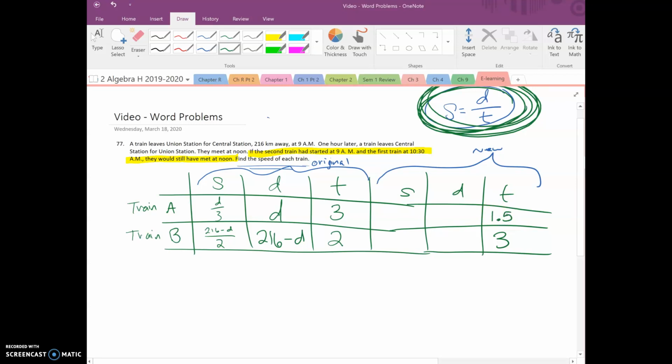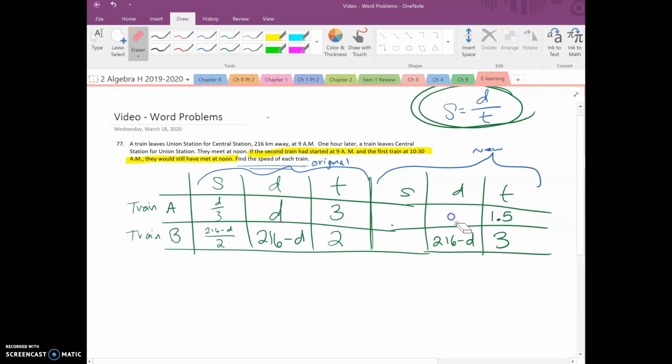Did the distances change? I don't think so. So I think I can still call this D and 216 minus D. So I'm still going to fill in my speed column as the same thing as before. Speed is always distance over time, as we kept at the forefront of our minds by writing at the top of our paper. So we're going to say that's D over 1.5. And we're going to say, wait, did I lose a variable? Oop, we did it wrong.